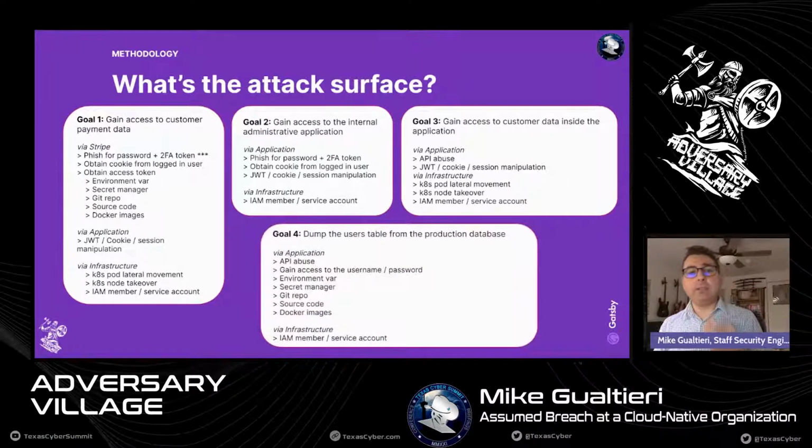And fourth is dumping the user's table from the production database. This can happen, again, through API abuse. Maybe we can just extract all the users by abusing an API call. We can gain access with a username and password. We can gain access to this maybe in an environment variable or in a secrets manager. It might be in the Git repo, source code, Docker images. And again, if we have access to a service account with privileges to access the database, then we can gain access.